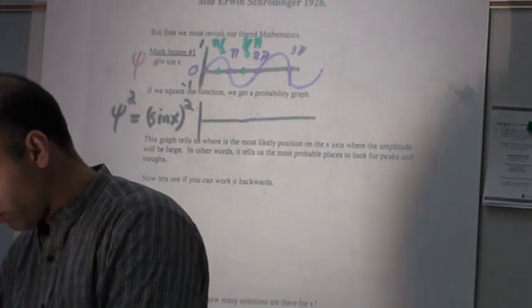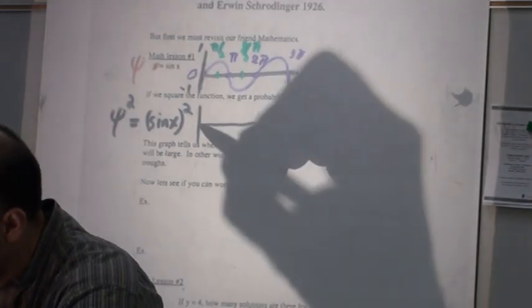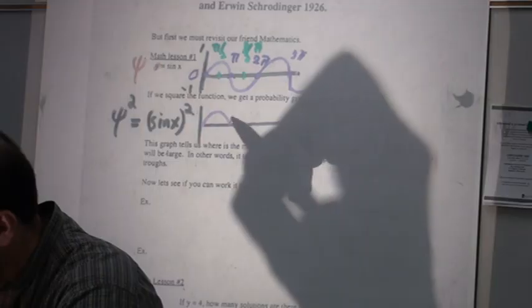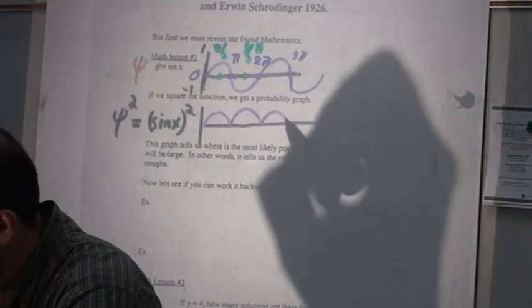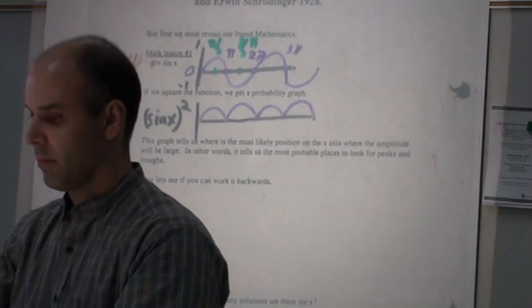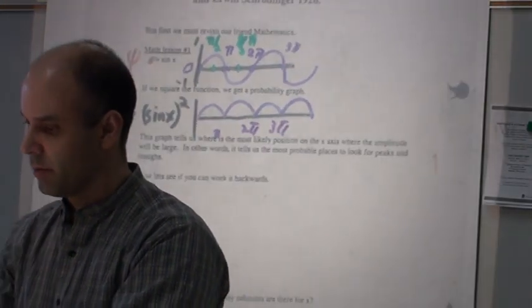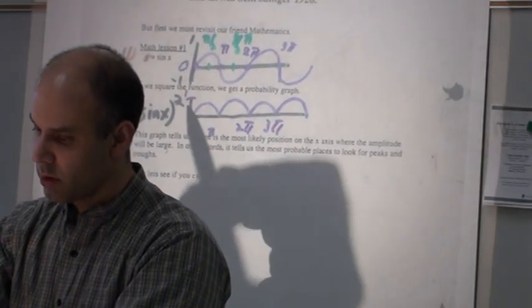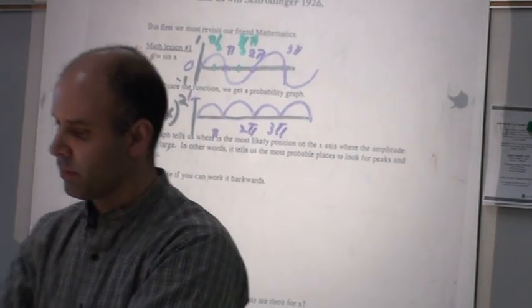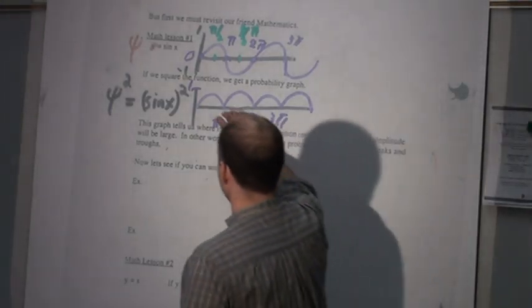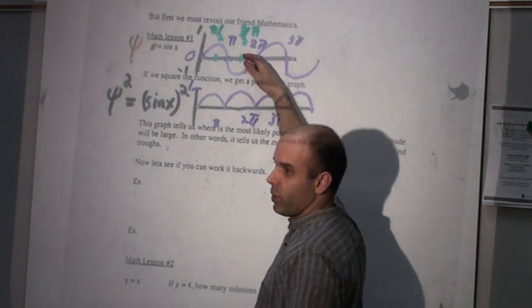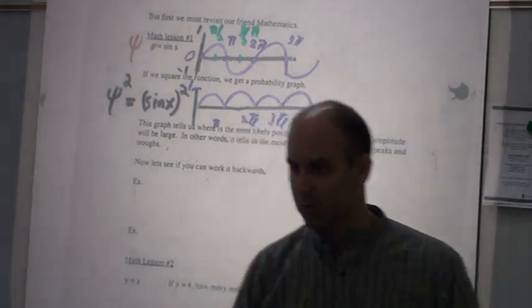So what this graph will look like, it'll look exactly the same, except now all negative values have become positive. So that's still pi, 2 pi, 3 pi, and the amplitude is still 1. So the purpose of squaring it, and this is the take-home message, Sarah, if you forget everything else, the purpose of squaring it is just to make all the values positive, so we don't have to deal with negative numbers. That's the purpose.